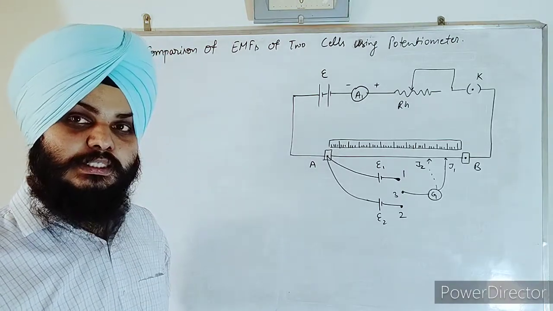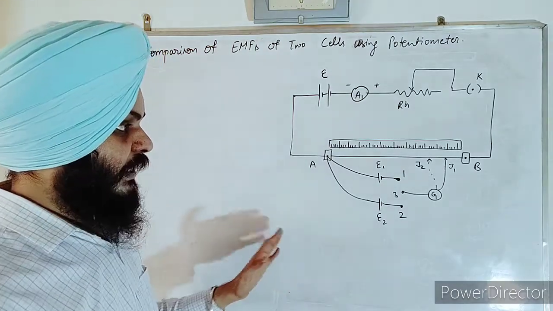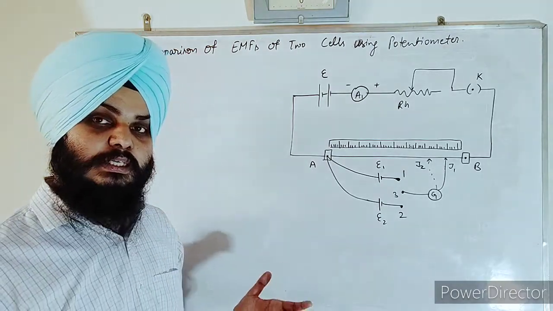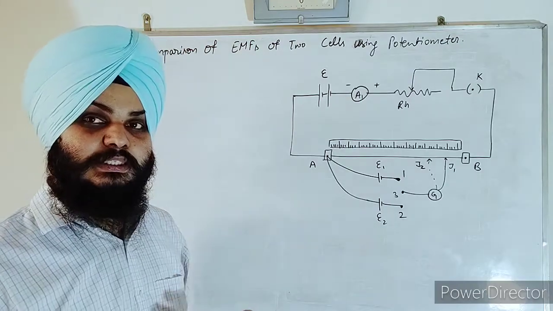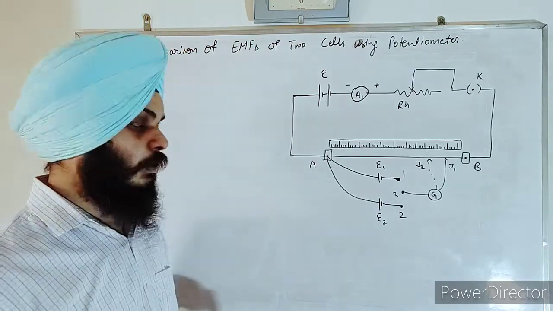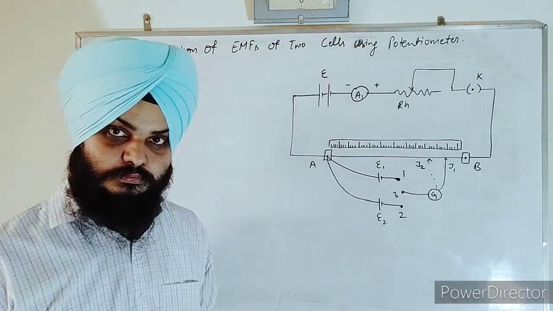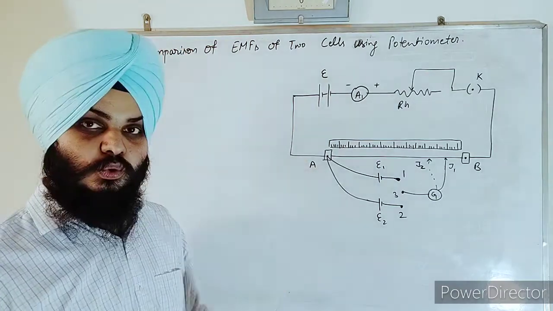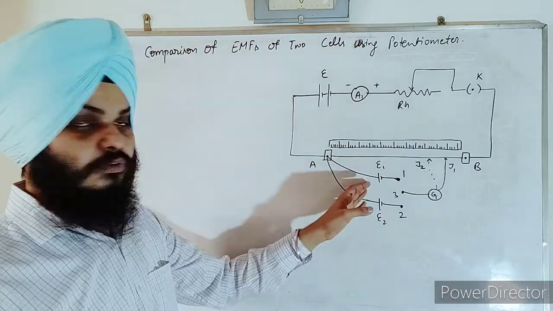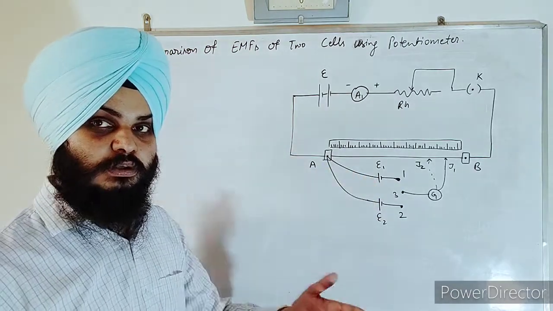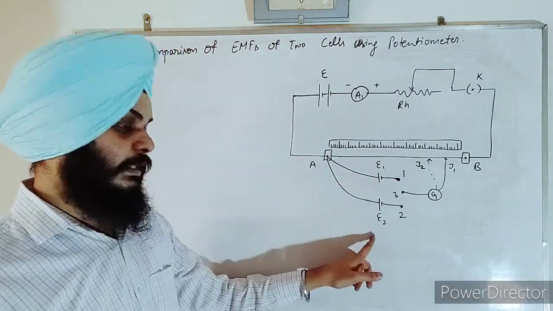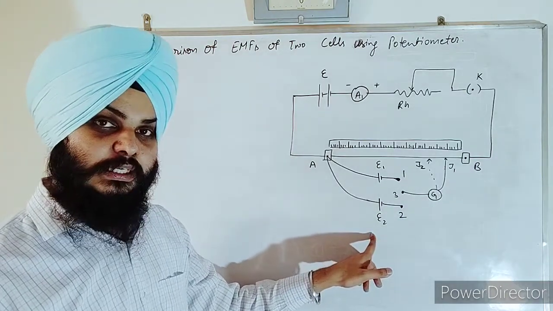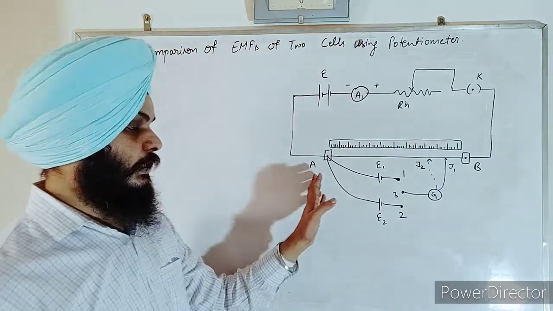Here we have considered a potentiometer of length 100 centimeter wire. Why? Because here the potential difference to be measured is assumed to be very small. Now in this arrangement we have connected the two cells, one for which we know the potential difference or EMF, and the second for which we have to find the EMF, and they are connected to point A.